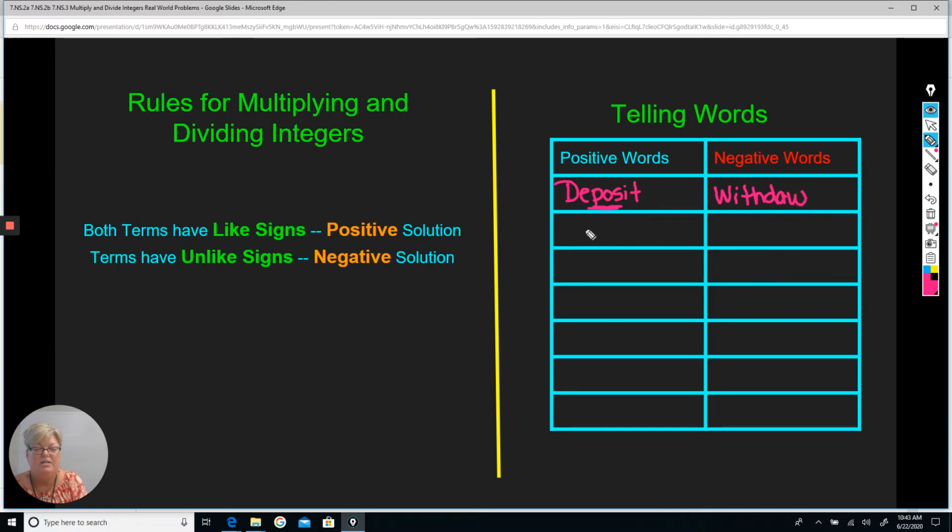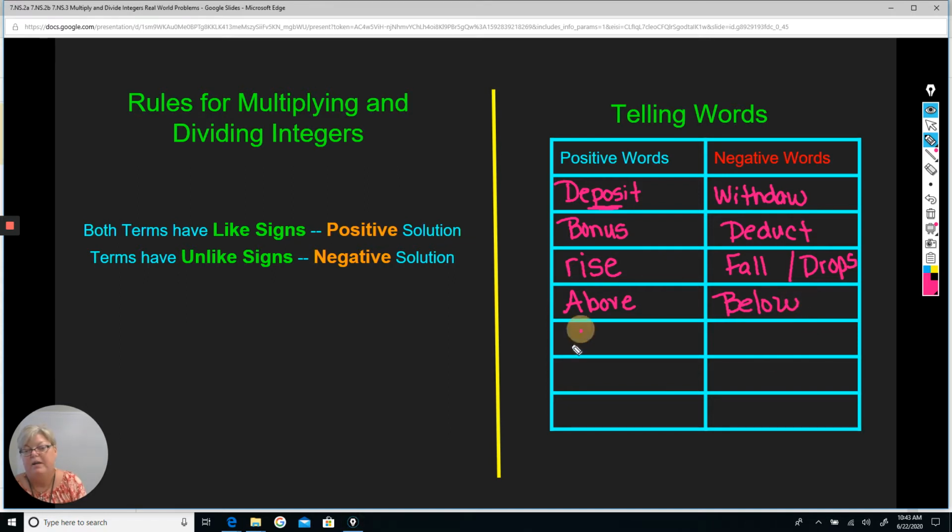Also, if you get a bonus on a test, that would increase your grade. But if your teacher deducts points, that would be taken away. If the temperature rises, if the word is rise, that's a positive word. If it falls or drops, that would be negative. Also, if it is above sea level, that's a positive. If it is below sea level, that is a negative.